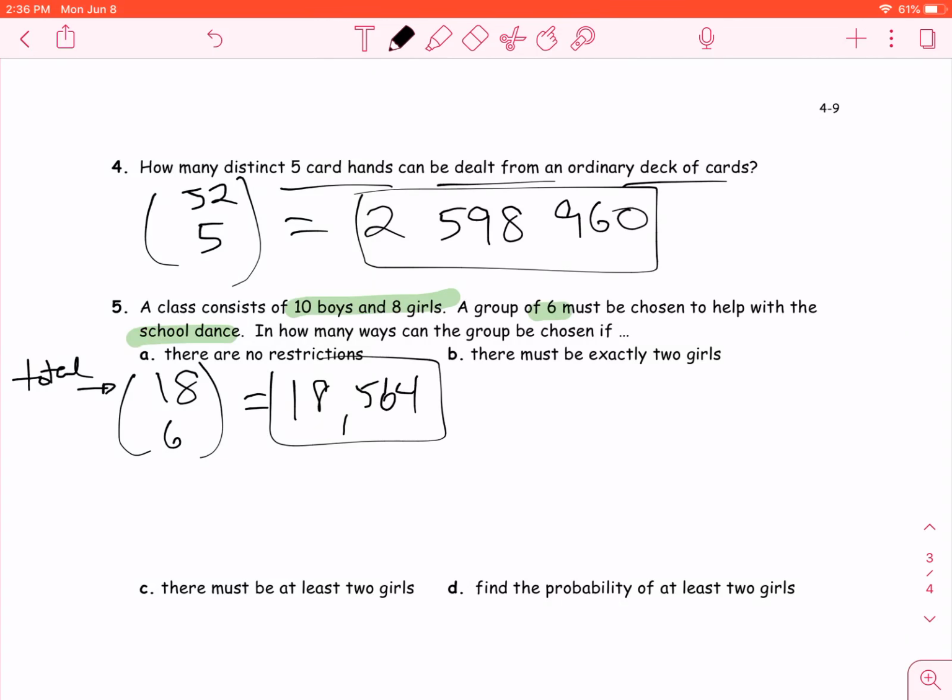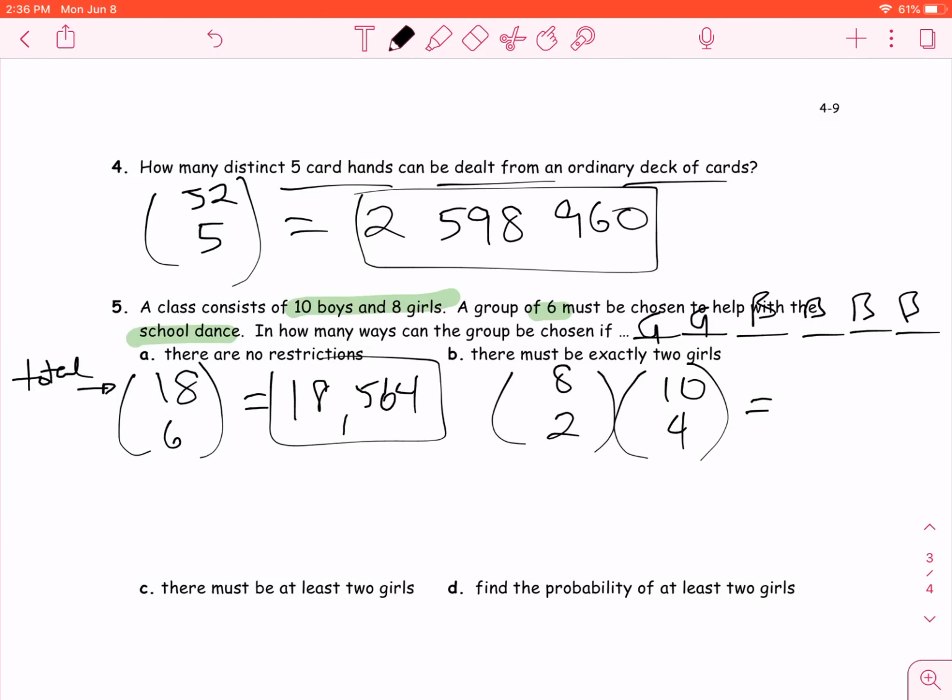Okay, so 18,564. Okay, there must be exactly 2 girls. Out of our grouping, out of the 8 girls, there needs to be exactly 2, so I'm choosing 2. Now remember, we're making a group of 6, so 1, 2, 3, 4, 5, 6. So if this is girl, girl, that means out of the 10 boys, 4 of them must be chosen here.